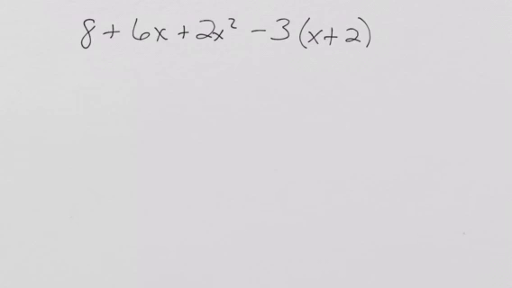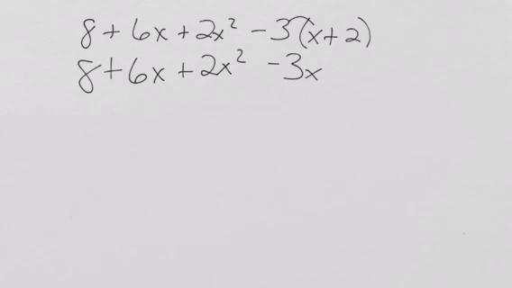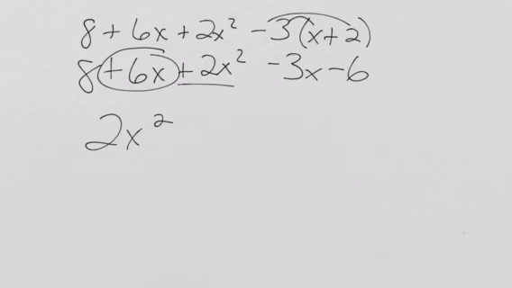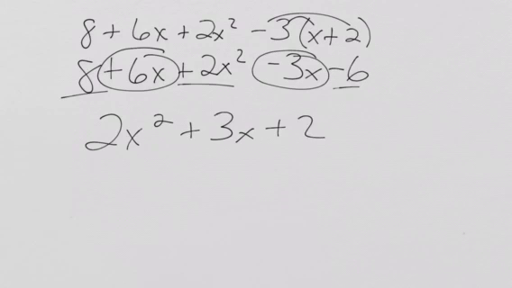Okay, let's clear our parentheses first before we do anything. So this will be a minus 3x and a minus 6 using the distributive property. So now let's go for our positive 2x squared. I have a plus 6x and a minus 3x, so that's plus 3x. Then I have 8 and negative 6, so that'll be plus 2. And we're done.